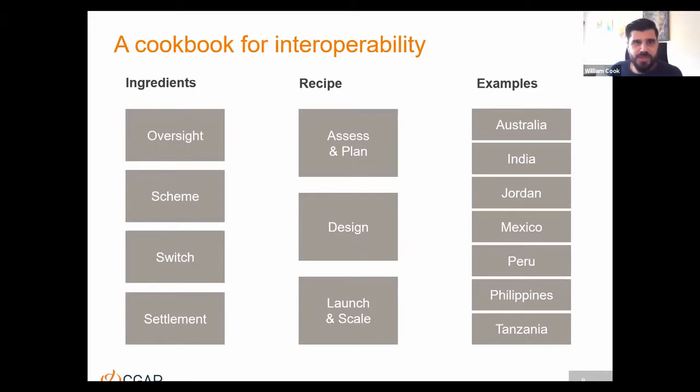The first portion of that guide goes through the ingredients. What are the elements of one of these systems that need to be thought about, that need to be taken into account? What's the recipe then? So what's the process for how those ingredients might get put together in terms of creating one of these systems? And then finally, examples. As any good cookbook, lots of pretty pictures of all the things that you can make, in the different combinations of ingredients and recipes.